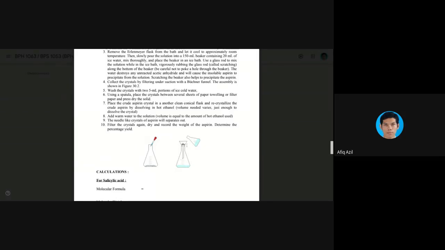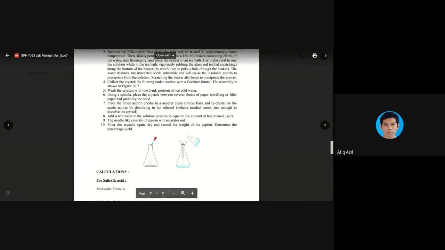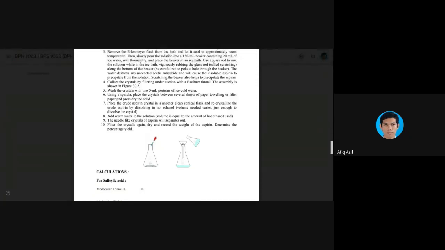And it will end up here, not on top of the filter paper. So once you wash with the ice cold water, number 6, using a spatula, place the crystal between several sheets of paper toweling, or you can put another filter paper on top and try to dab all of the crystal dry. What you have until step number 6 is what we call crude product.